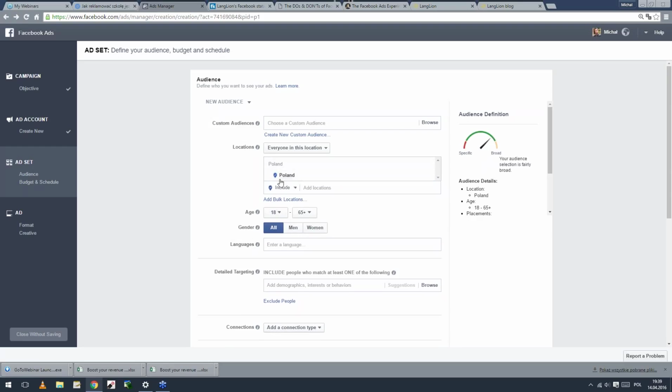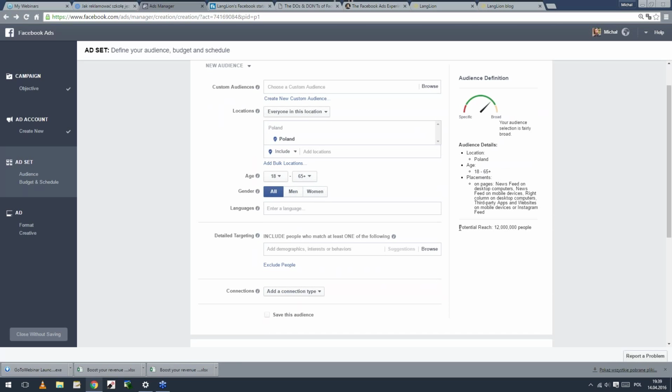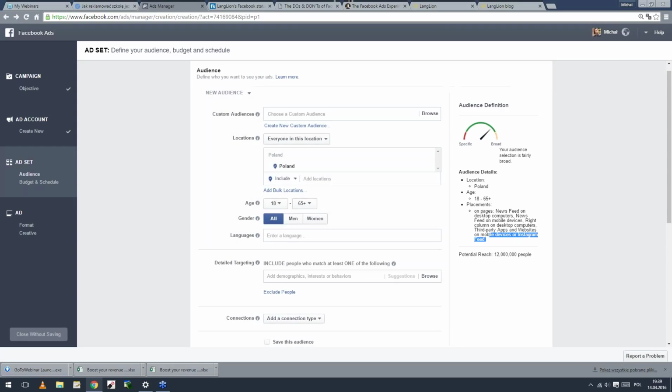As you can see, there's Poland here. So this is all of the country. So this is too much. Potential reach 12 million people. So these are probably the users of Facebook on Polish territory that are logging in more than once a week. From what I remember, this is counted like this. So remember about checking what's the potential reach. Of course, do not believe exactly that you will reach this amount of people, because you know that this is impossible.